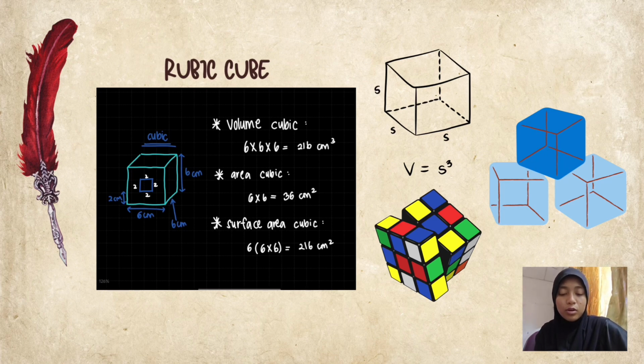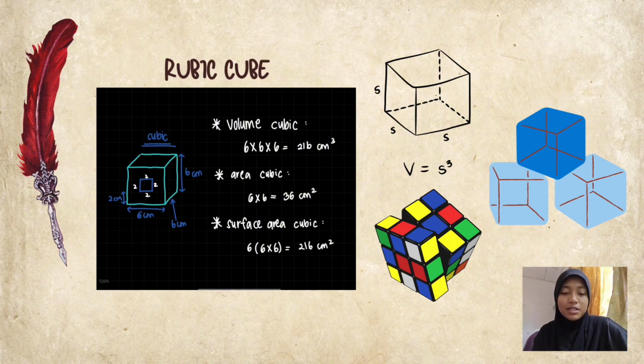How to calculate the volume of a cube? The volume formula is length multiply width multiply height. So, 6 multiply 6 multiply 6 equals 216 cubic centimeters. How to calculate the area of a cube face? The area formula is length multiply width. So, 6 multiply 6 equals 36 square centimeters.